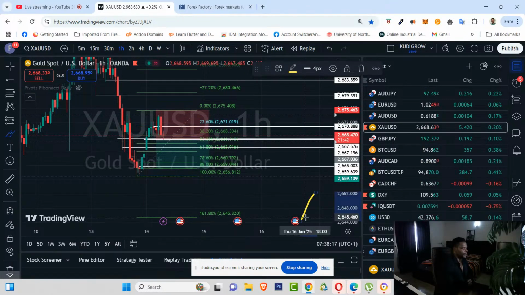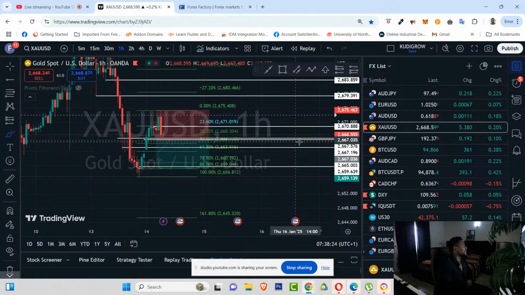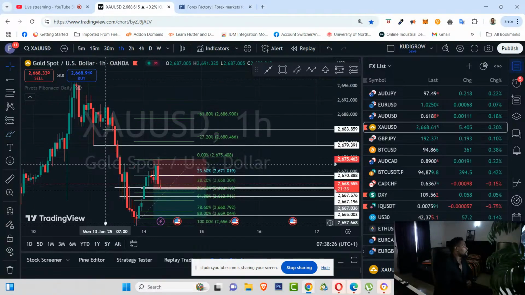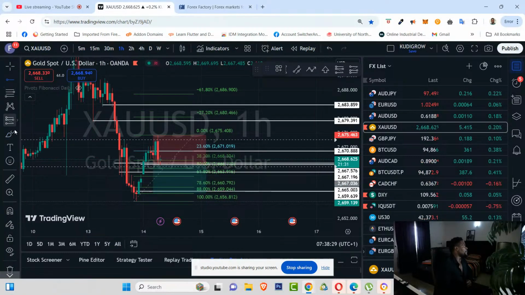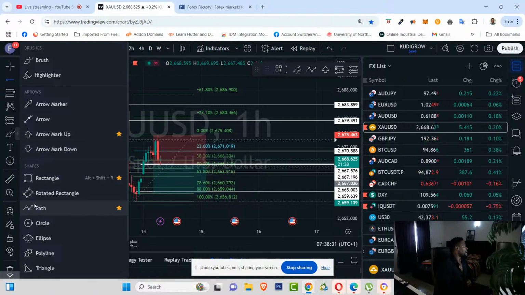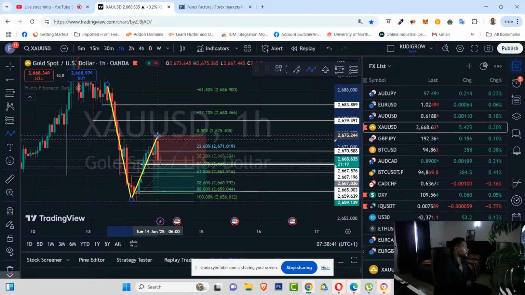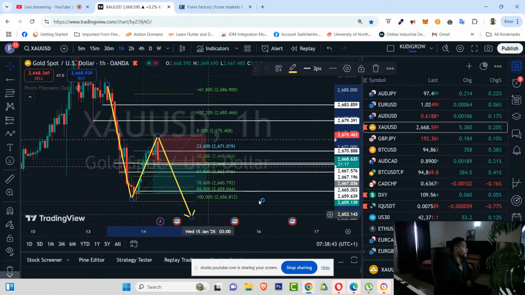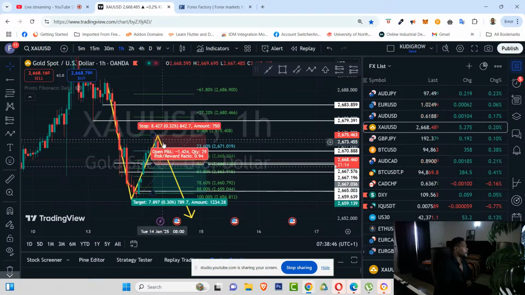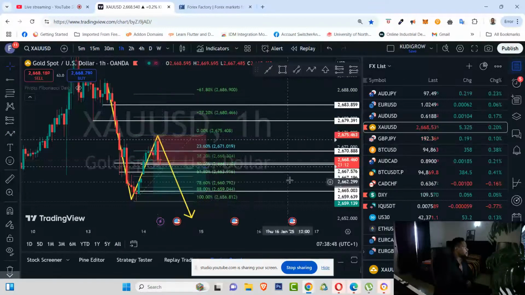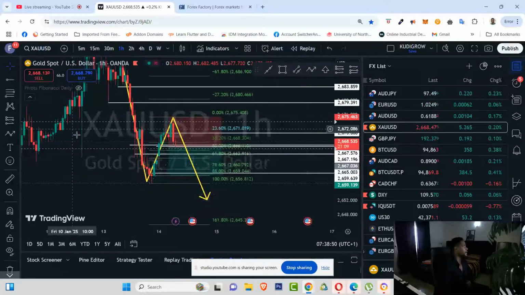I think the end pattern is feasible right here. The end pattern is really feasible. Let's check if it has reached the correction level. So you agree with me that we have an impulse here, right? And then we have a correction here. So we possibly need an impulse to the downside. That is the end pattern. But this correction, has it reached a zone where it should start falling? Let's take a look at that.